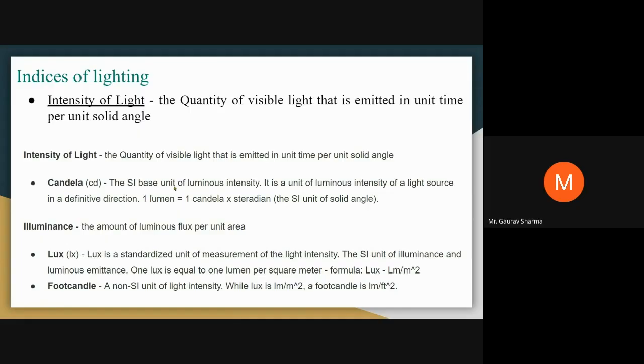If you are talking about the intensity, that can be measured with the candela. So the SI unit, I hope you have gone through this word candela in your basic physics, in basic thermodynamics. So the SI base unit of the luminous intensity is the unit of the luminous intensity of a light source in a definite direction. That means it depends on your angle of vision, from where you are looking at it. So that is the candela unit. So 1 lumen equals 1 candela times the SI unit of the solid angle.